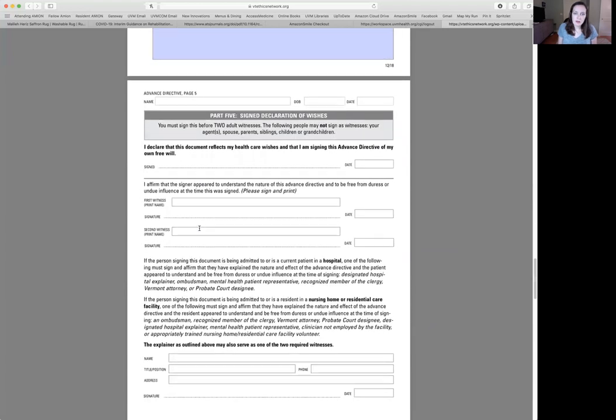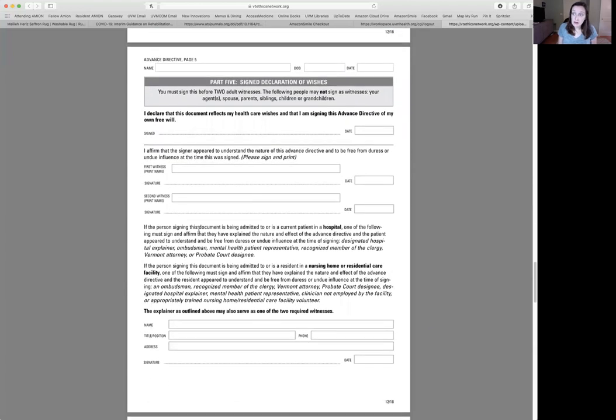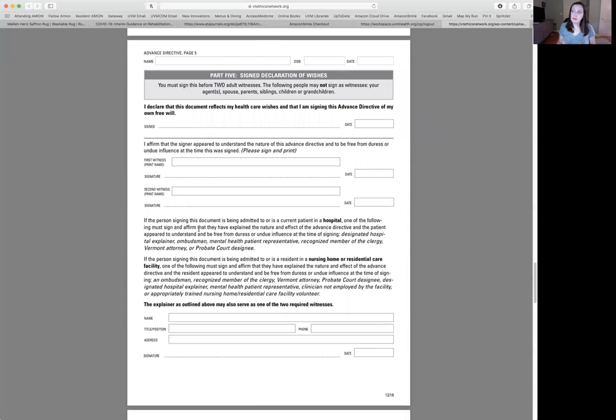Part five is where you just sign and make this form valid. And I want to be very clear that this is very important, because all of this will be null if this is not filled out correctly. So this is where you sign that you have filled this out in accordance with your wishes.